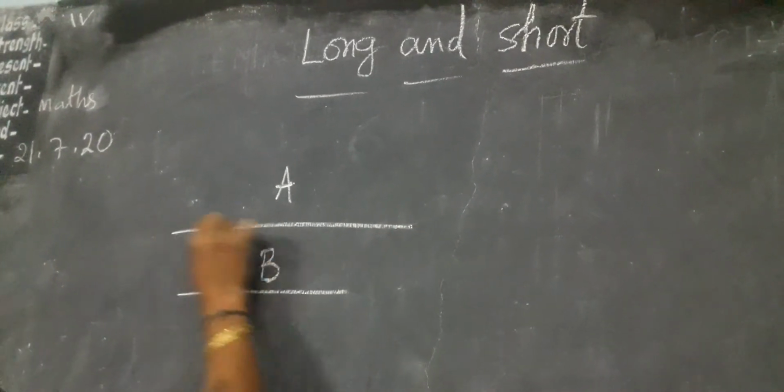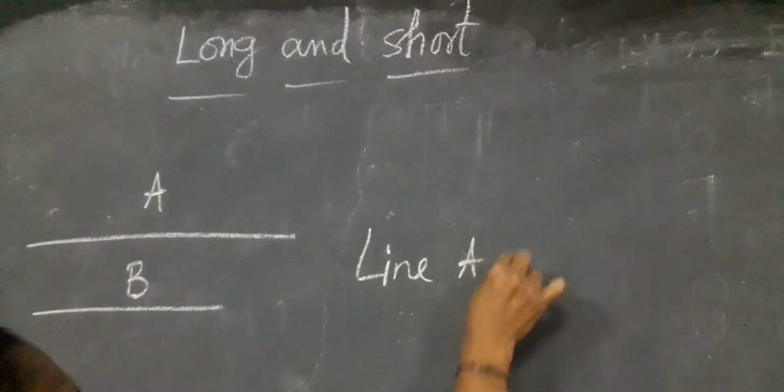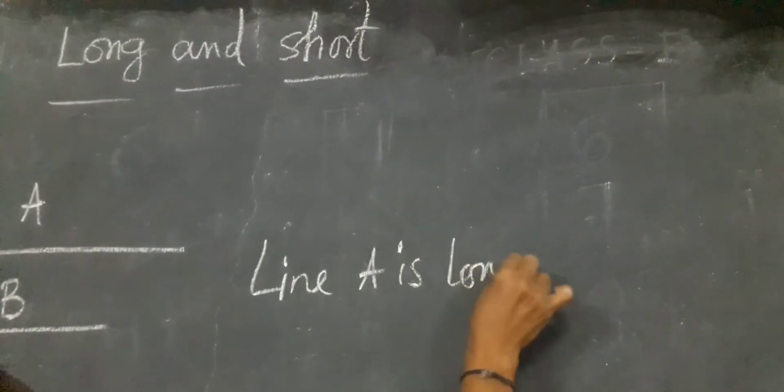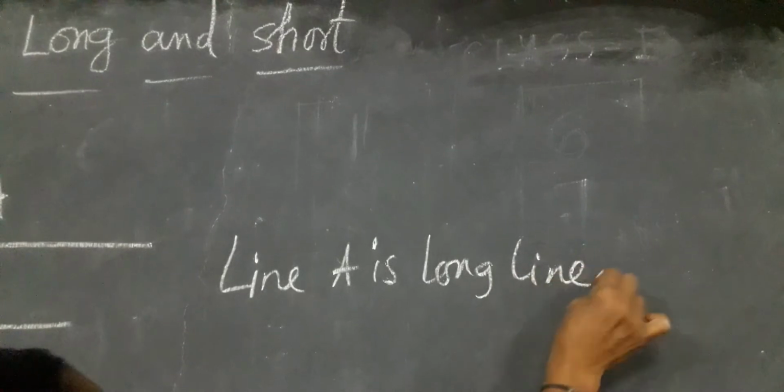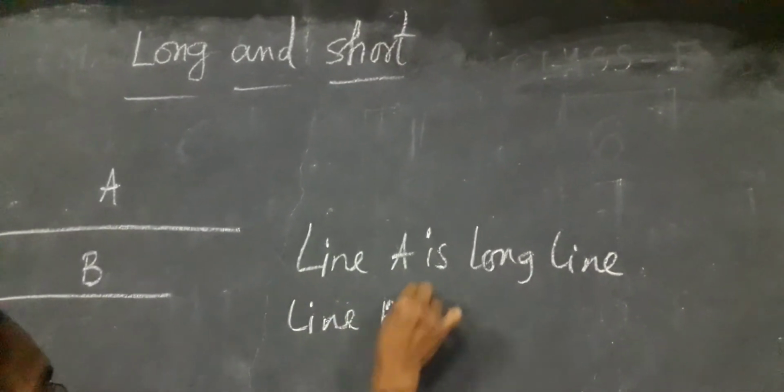Here line A is long, so line A is the long line. And which line is short? Line B is the short line.